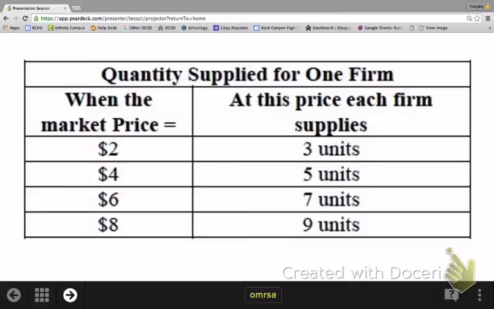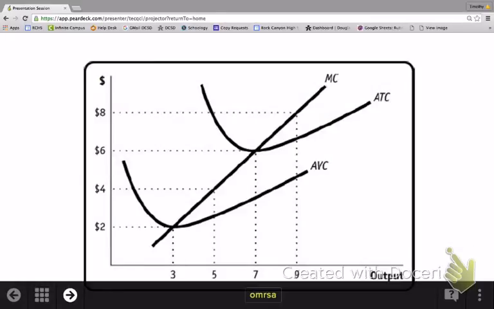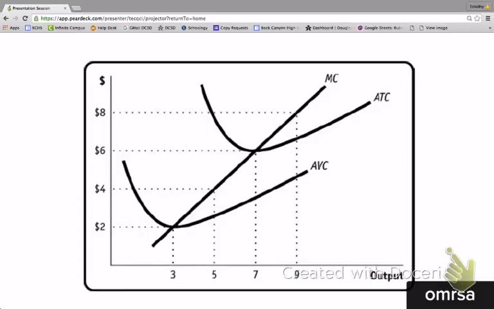This table shows one firm that is producing at 4 different prices in the short run. And this is what that individual firm's cost curve would look like. You can see that the marginal cost curve crosses the average variable cost curve and the average total cost curve at the minimum of each of those points. And so any point above a price of $2 and a quantity of 3 will represent the firm's short-run supply curve, which will be its marginal cost curve.